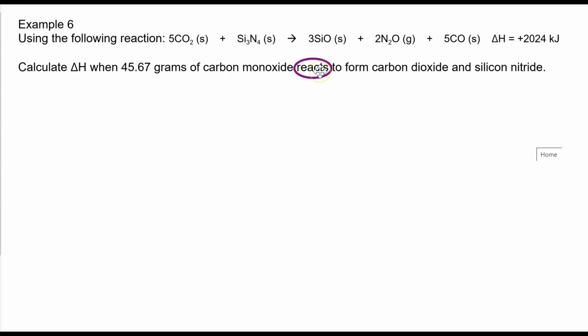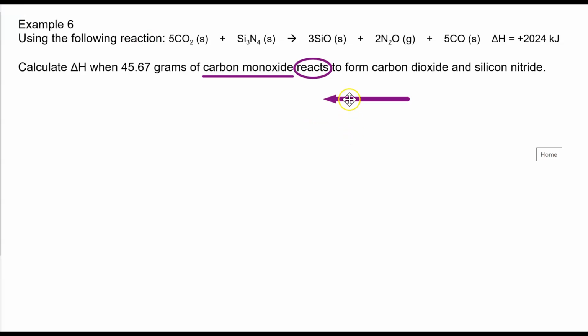For instance, reacts. Well, what's reacting? In this example, carbon monoxide reacts. It says 45.67 grams of carbon monoxide. Okay, so we need to look at this and say, does this show carbon monoxide reacting? And it does not. It shows carbon dioxide reacting and producing carbon monoxide. So in order to react carbon monoxide, we'd have to reverse the reaction, send it the other direction.